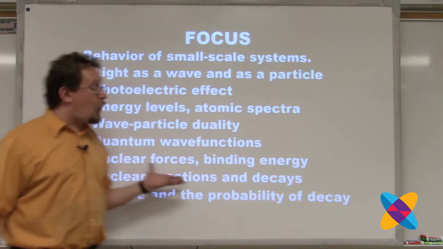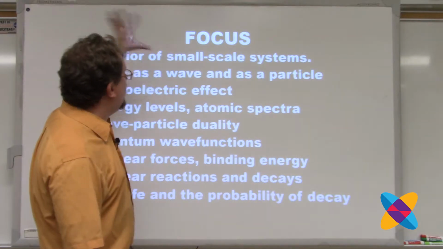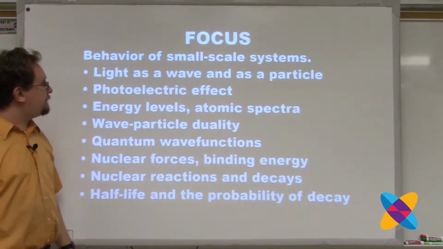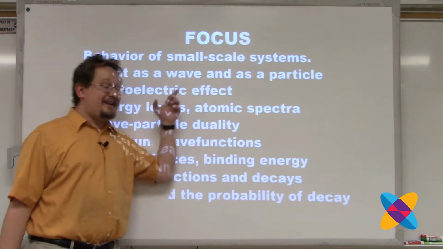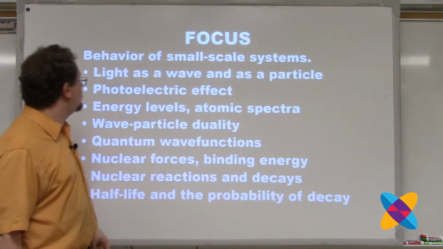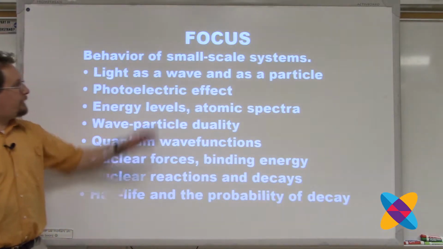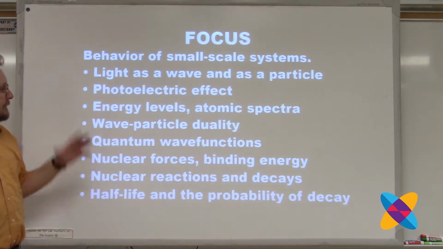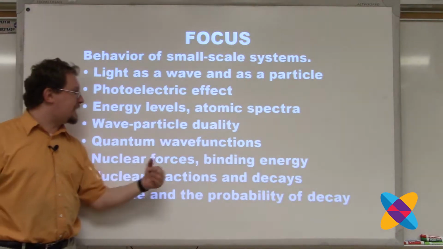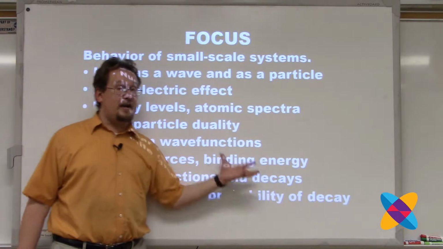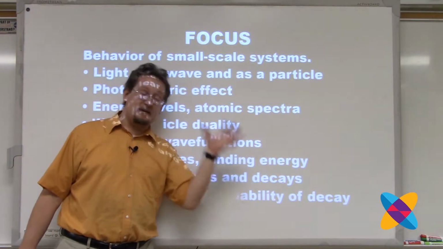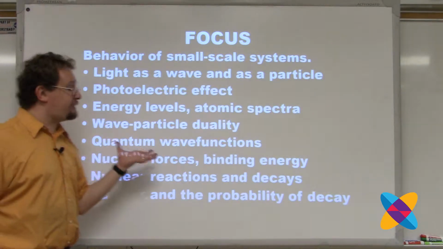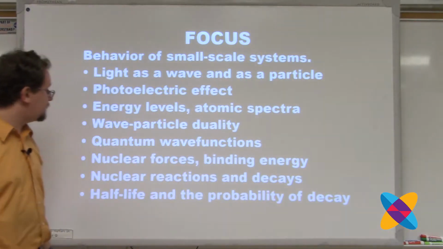Okay, what's the focus of quantum, atomic, and nuclear physics? Small scale systems. Your focus: teach that light is a wave, and that light can also be a particle called a photon. Discuss the photoelectric effect, where we first found out the particle properties of light. Energy levels of atoms, how atomic spectra are made, emission spectra, absorption spectra. Back to treating light and energy as discrete, coming in little packets. That's what discrete means. Wave-particle duality, especially for electrons, protons, and neutrons.